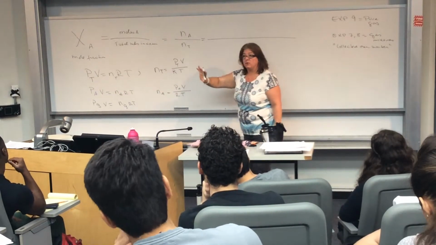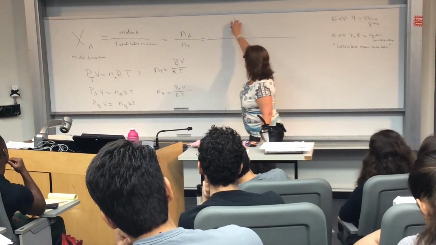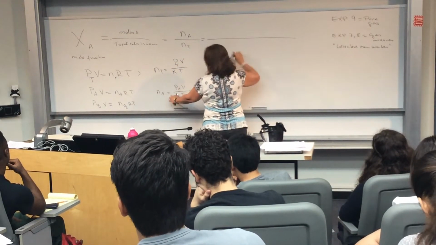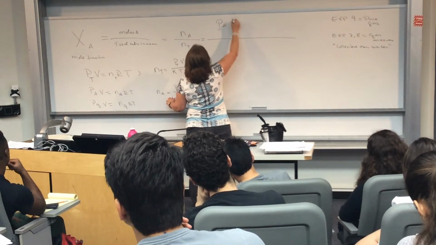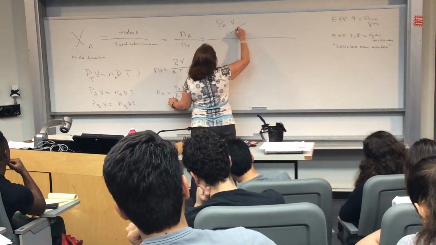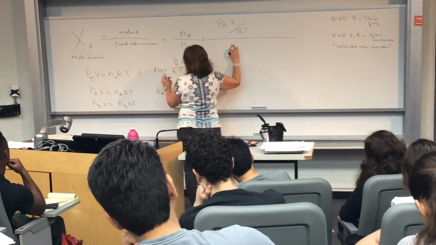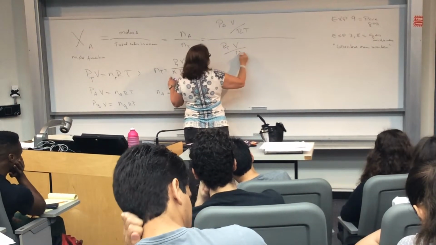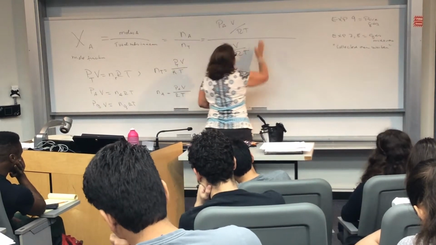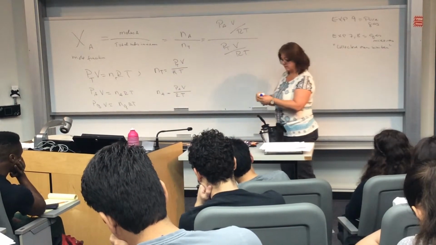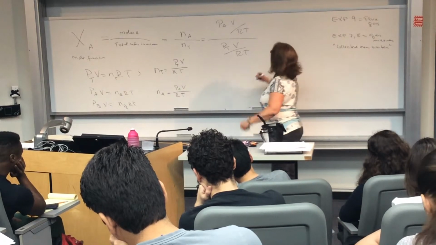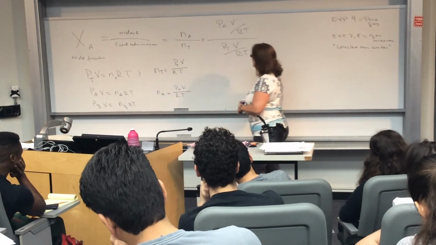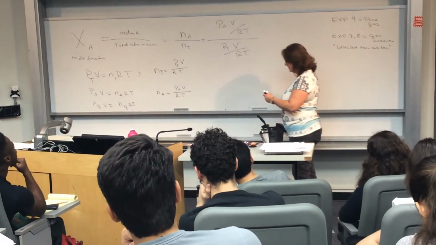Can you do me a favor and put this one up there and this one down here? Can you do that for me? N sub A, what's N sub A? P sub A times V over R and T, right? And what do you got down here? P sub T, V over R and T. Oh, I think one of those got RT. Yeah. Cancellation party. My favorite.